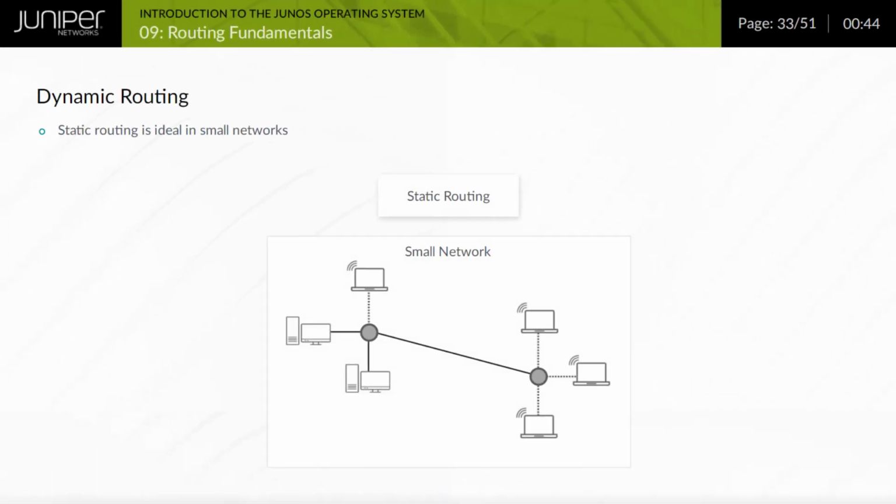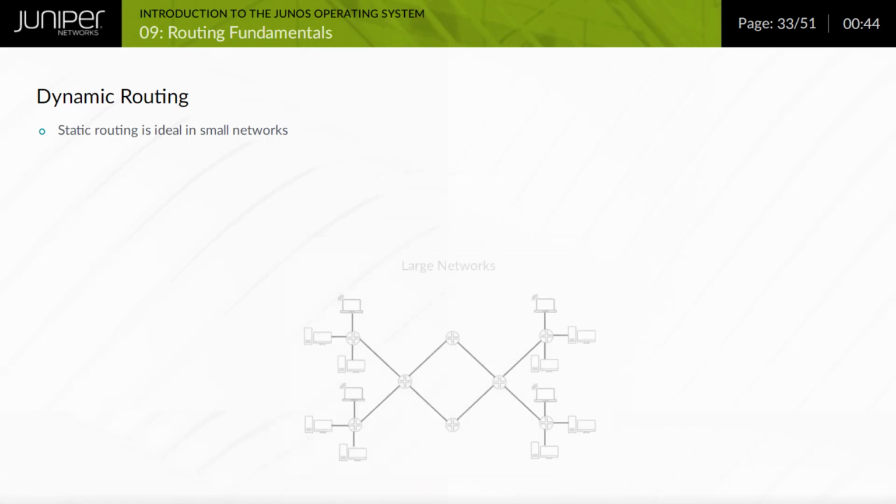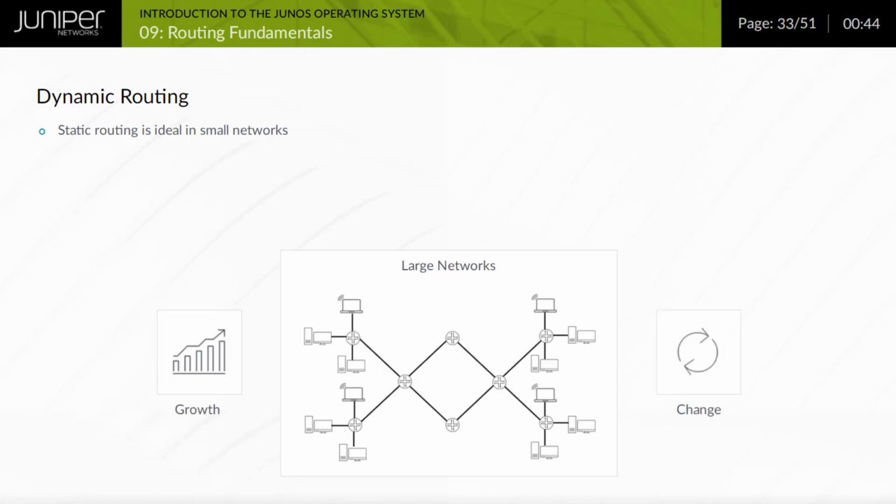Static routing is ideal in small networks, where only a few routes exist, or in networks where absolute control of routing is necessary. However, static routing has certain drawbacks that might make it cumbersome to manage in large environments, where growth and change are constant. For large networks, or networks that change regularly, dynamic routing might be the best option.